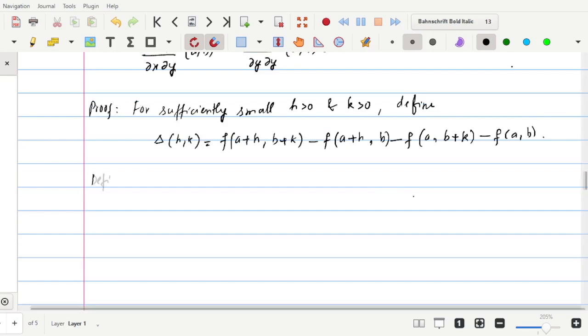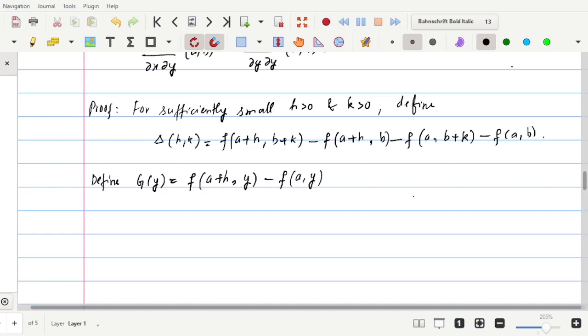Now define a function g(y). g(y) is defined in this way: f(a+h, y) minus f(a, y). We can clearly see that the right hand side is a function of y, and we denote this function of y by g(y).